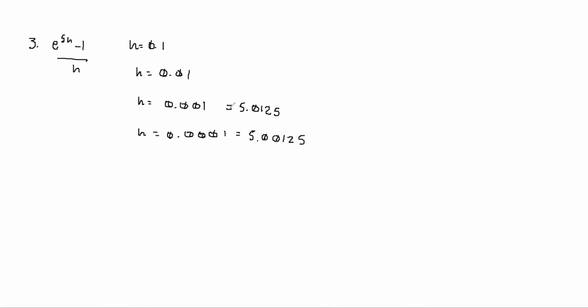Okay, for h equals 0.1, I got 6.48721. And for this last one? 5.1271. Okay, so we can see pretty clearly how we start off at like 6.48, and then we get to 5.1 by just adding another 0, and then we get to 5.01, and then finally we're at like 5.00.